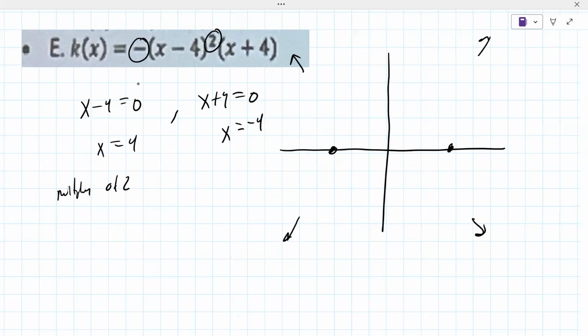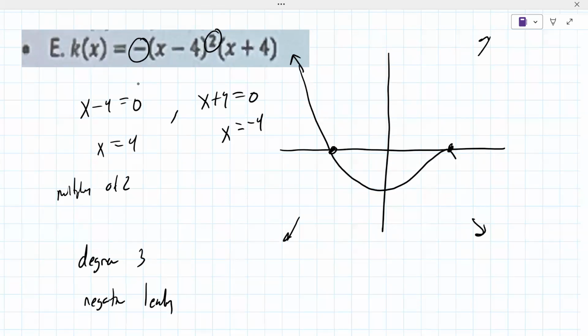Negative. It's degree 3, odd, and negative leading coefficient, so it would start off positive and end negative. So it's going to come down, cross, cross it, not touch it. There you go.